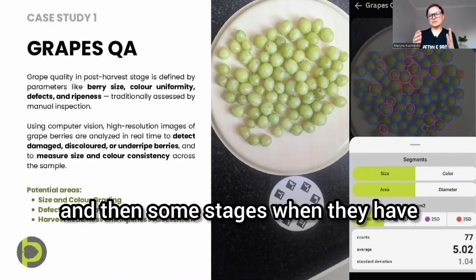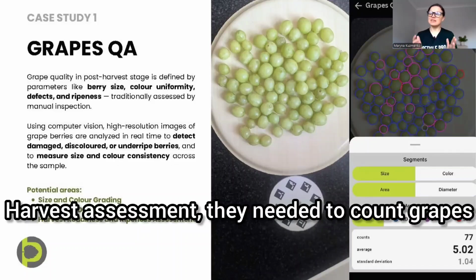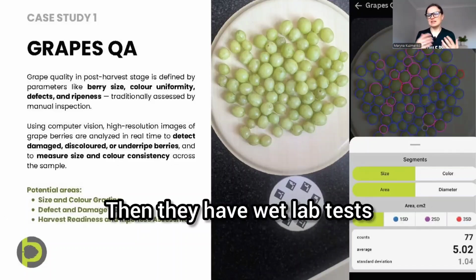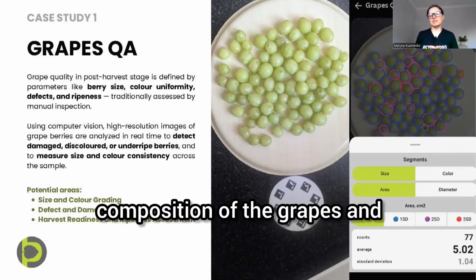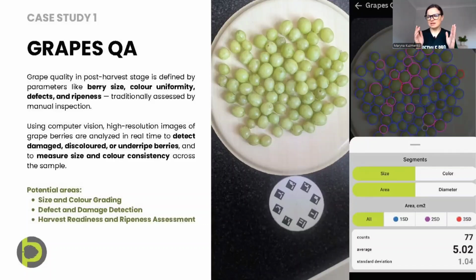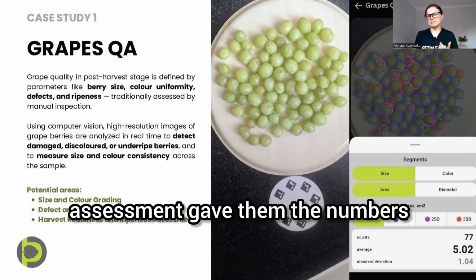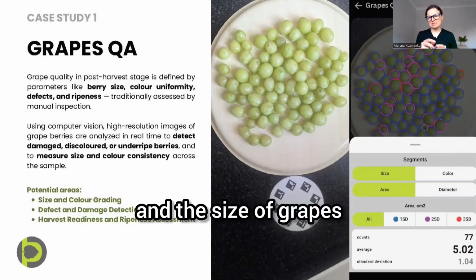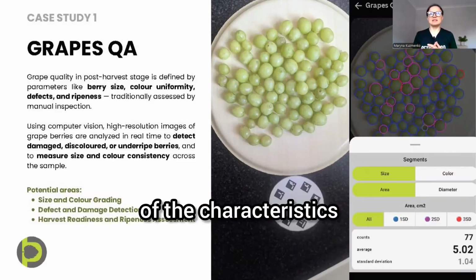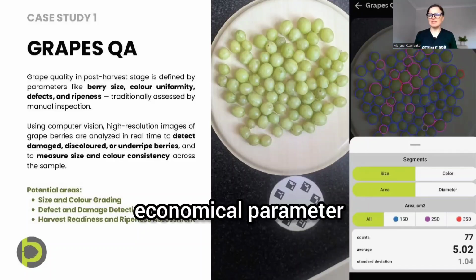At some stage, when they have a harvest assessment, they needed to count grapes. Then they have wet lab tests regarding the chemical composition of the grapes. And still, the visual assessment was important for them because it gave them the numbers about the count and the size of grapes. They also measure weight as one of the characteristics because it's obviously an economic parameter.